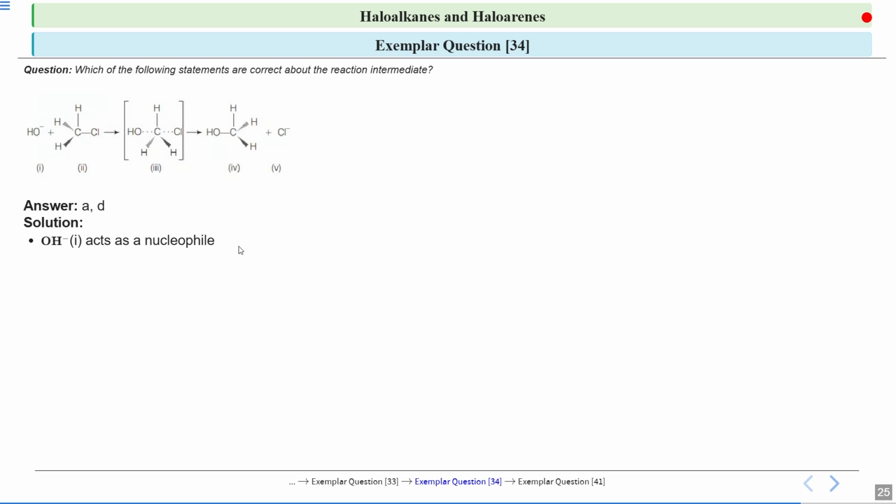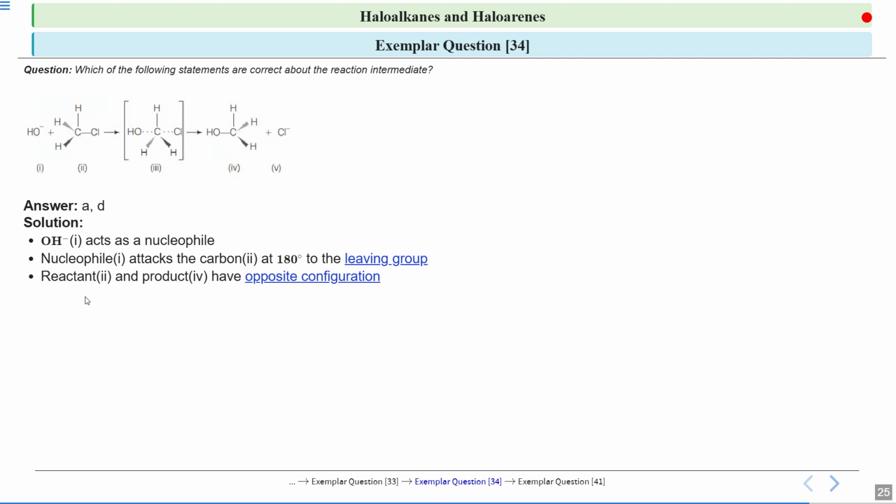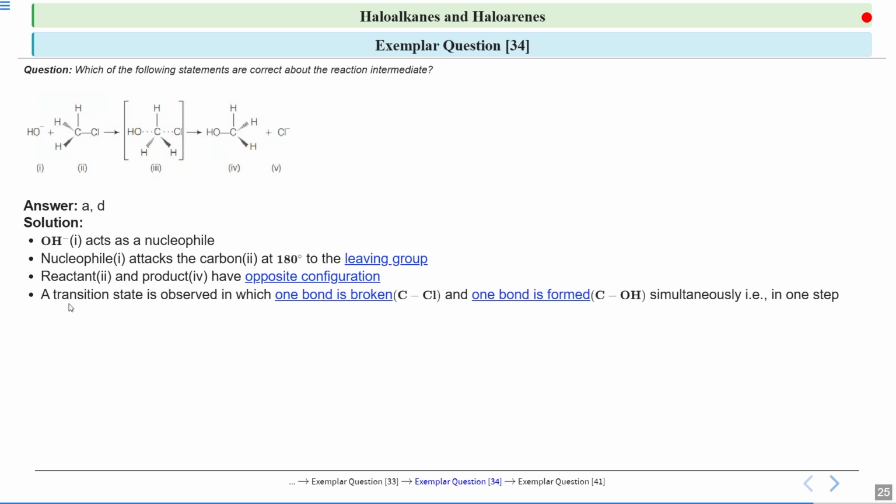The hydroxyl ion is a nucleophile, and the nucleophile attacks the carbon in the second reactant at 180 degrees to the leaving group, that is chlorine. The reactant second and the product fourth, that is methanol, have opposite configuration due to the attack of the nucleophile on the carbon from the opposite side of the carbon-chlorine bond. And a transition state, which you are calling here in this question an intermediate, is observed in which one bond is broken between carbon and chlorine because chlorine is a leaving group, and one bond is forming between hydroxyl and the carbon simultaneously in a single step.